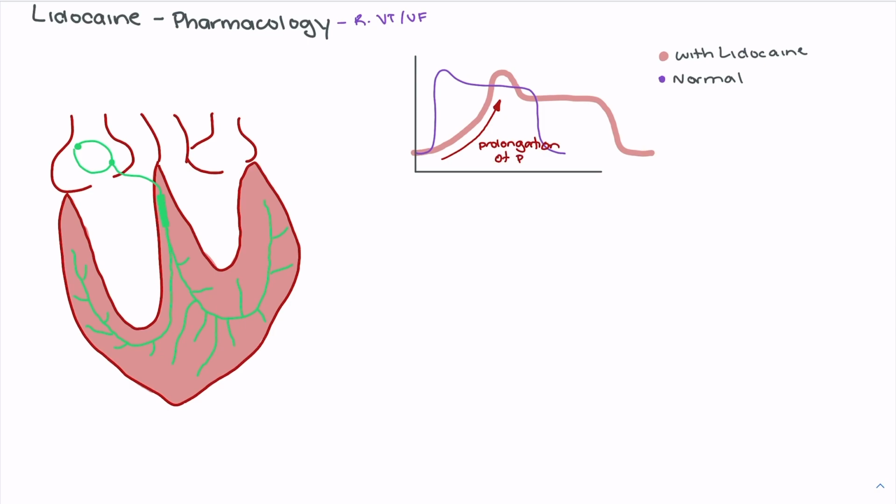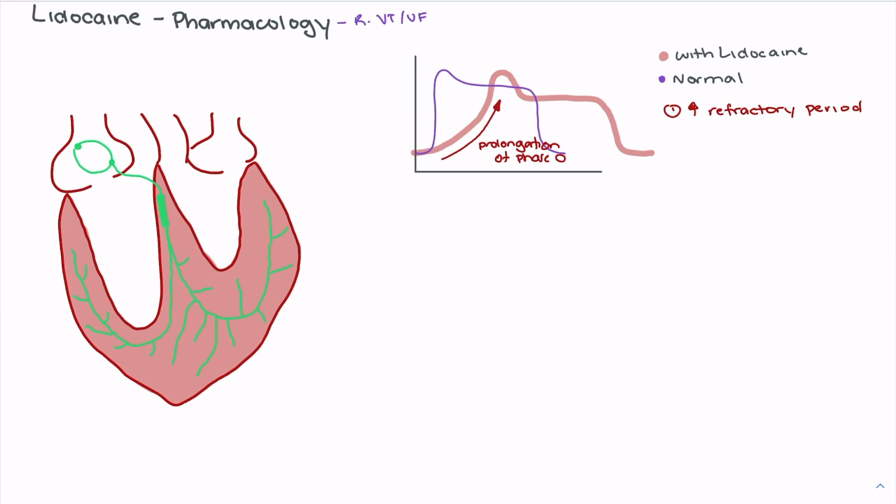And you can see that in the red lined graph here, that prolongation of phase 0 is going to lead basically to prolongation of the action potential, which has a couple of really important effects that will reduce the ability of the heart to go back into VTAC or VF. One is that we're going to see an increase or prolongation of the refractory period. So we get an increased refractory period, and what that means is there's going to be a decreased ability, or basically an increase in time, before the cell can be excited again.